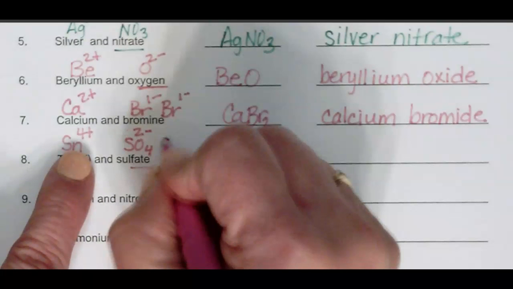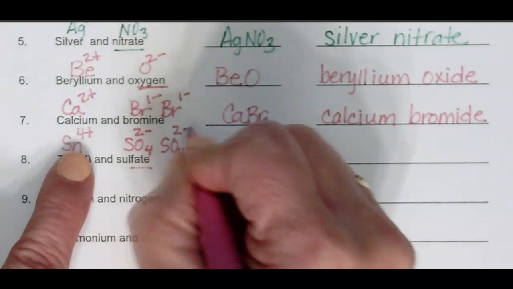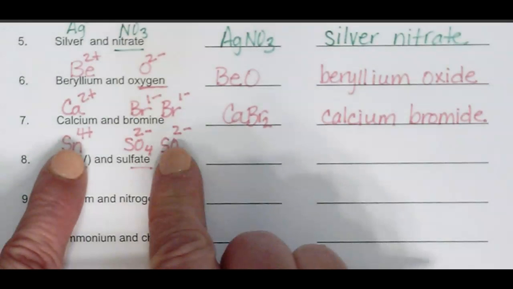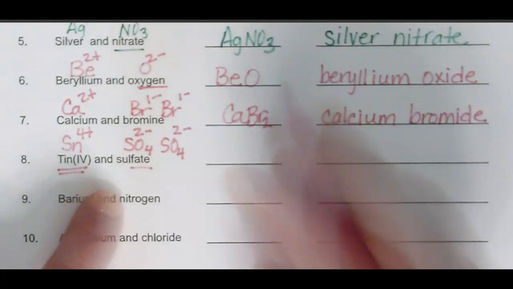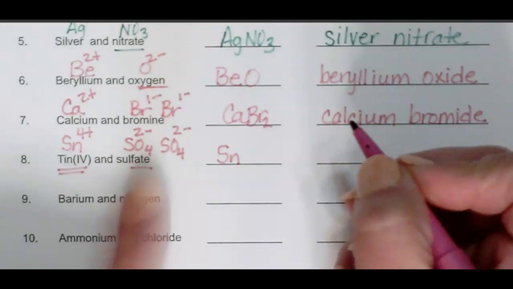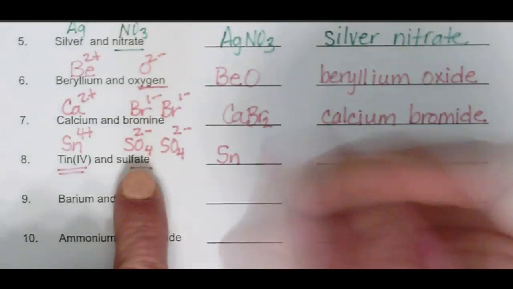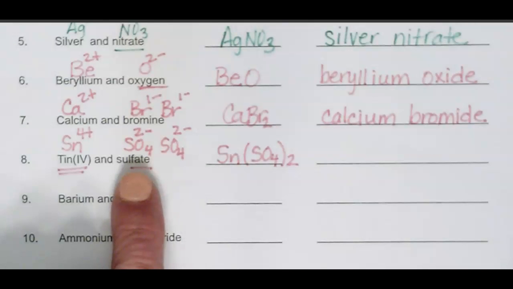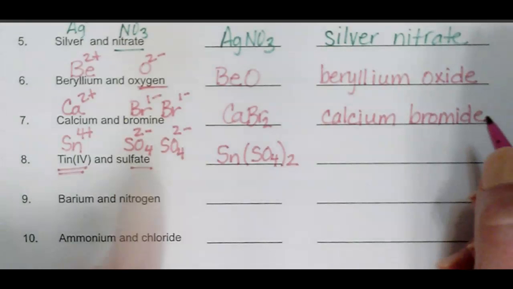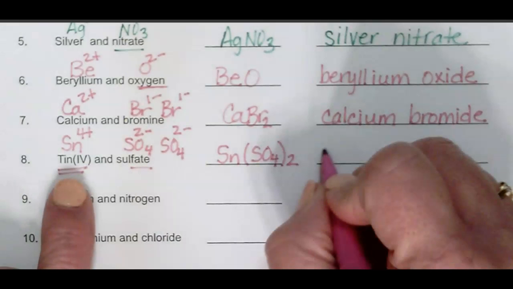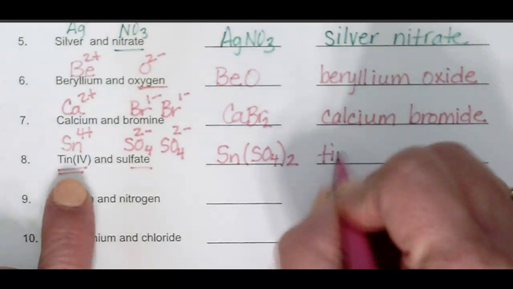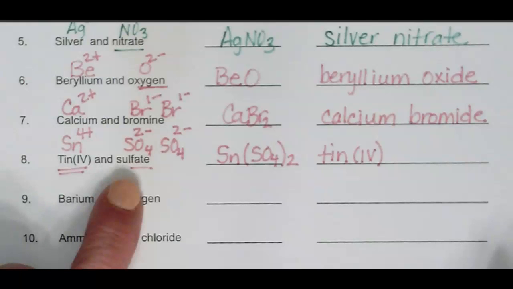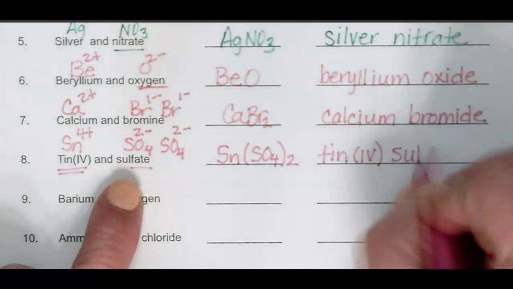So again, I'm going to need another sulfate. So I have 4 positives, and now I have 4 negatives. So it is Sn. I need 2 of these. And remember, when you need 2 of your polyatomics, that's when you put the parentheses in. Again, going back to the naming. Anytime I name a transition metal, I do have to put the Roman numeral in. And when I name a polyatomic, I don't change the naming.